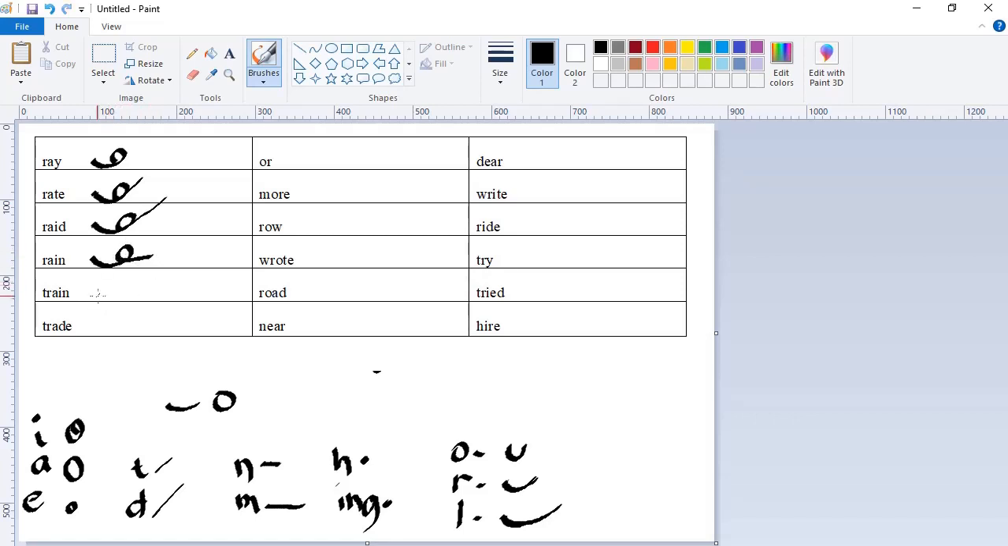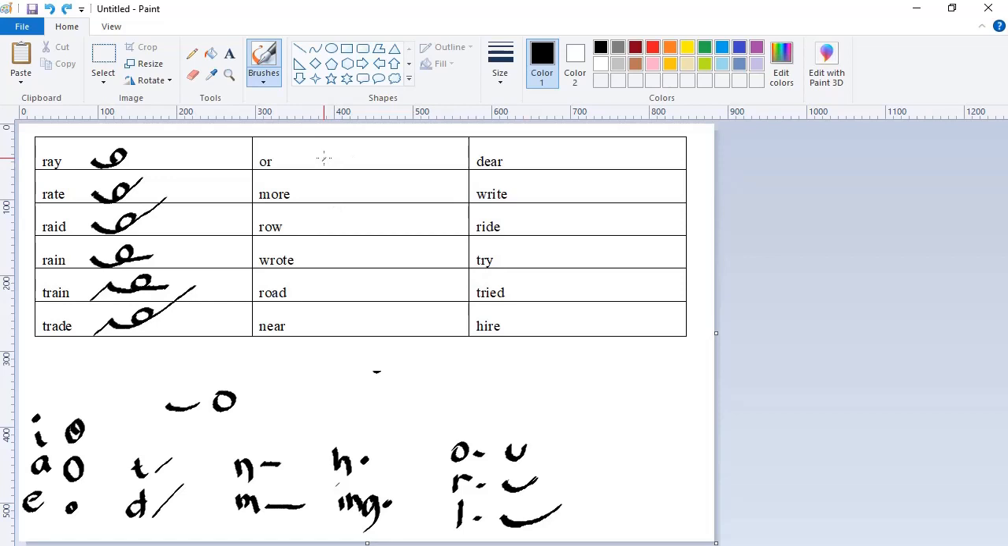Rain. Train. So, we have T, R, A, N. Again. We have T, R, A, N. Now, next. Trade. T, R, A, D. Ulit. T, R, A, D. Or, we have O and then R. That is how you stroke or.